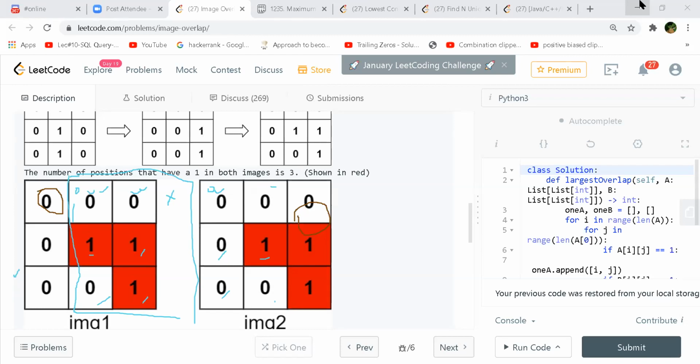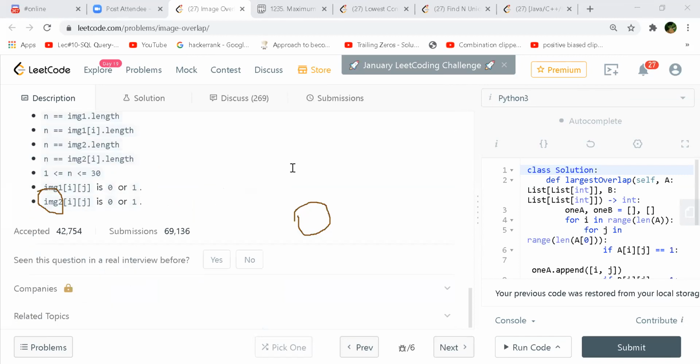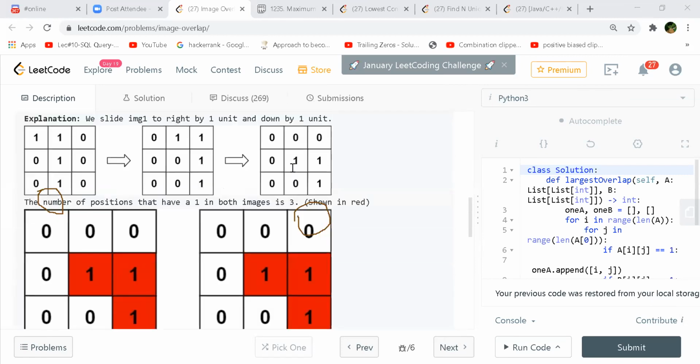What is the constraint on the row and column? If it's small, we can do it, right? Yeah, it is small, not so big, I think, right? It's almost 30, yeah. So that might even work in the brute force. Yeah, it should.